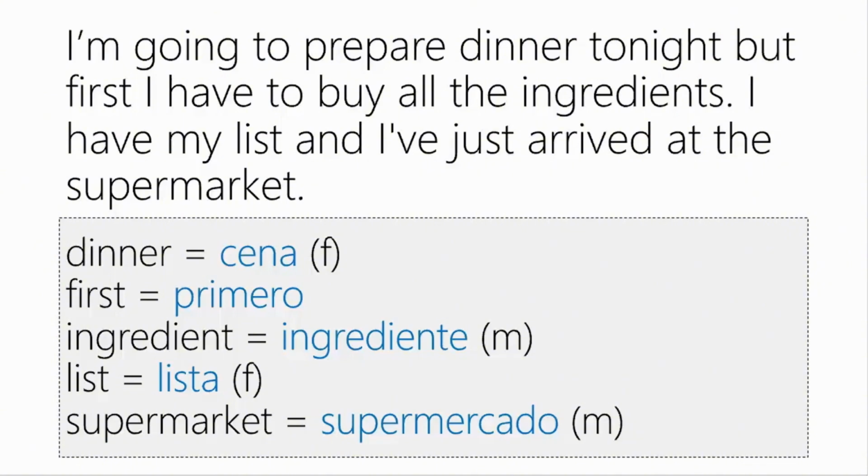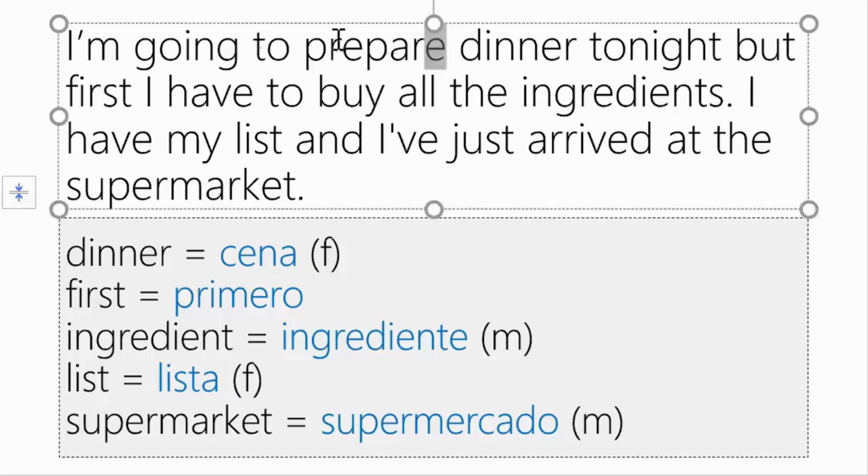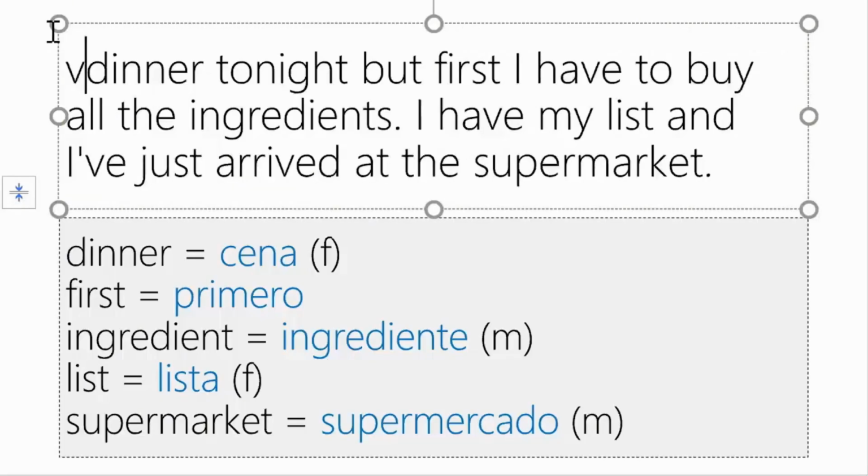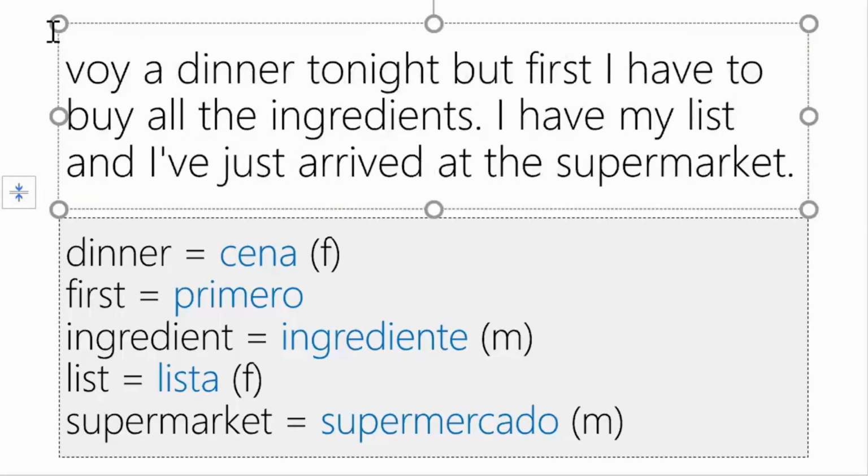Alright, how did you do? Let's do it together now. First of all, we have classic modal verb structure here. I'm going to prepare. So, voy a preparar.